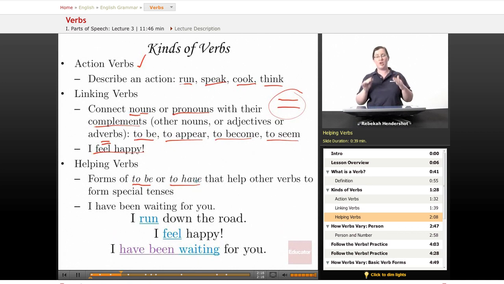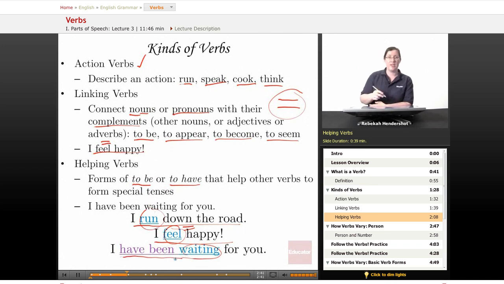Helping verbs always show up with another verb right next to it to form tenses, and we'll get to tenses in a minute. So, for action verbs, we have a sentence like, I run down the road. Run is an action verb. It's something you do. Very simple. For a linking verb, we have, I feel happy. Feel is our equal sign verb. And for helping verbs, you have, I have been waiting for you. Now, waiting is an action verb. It's something you do. But have been is a helping verb that helps to form a new tense out of waiting. We'll get to tenses.